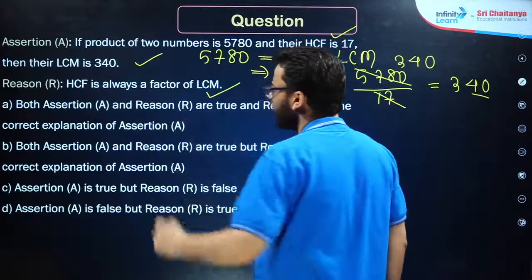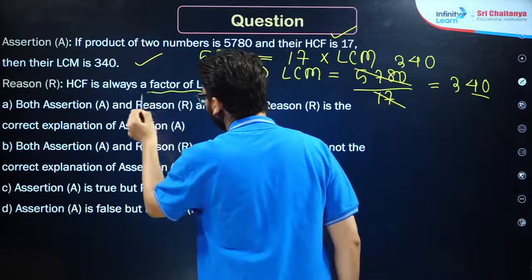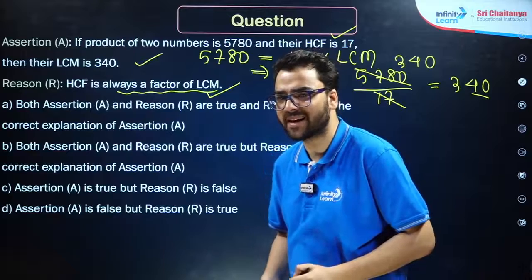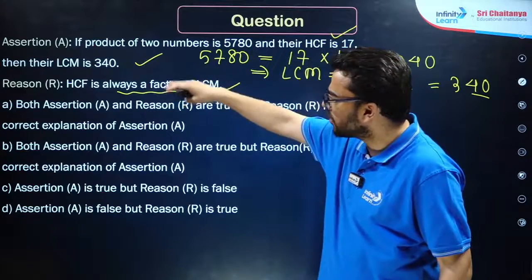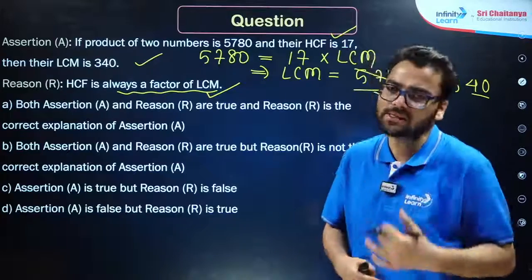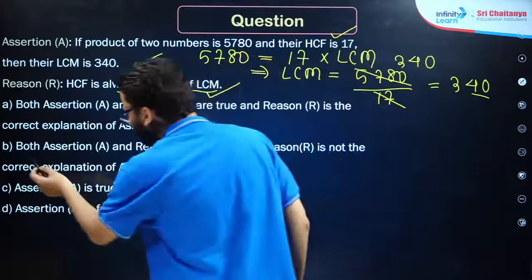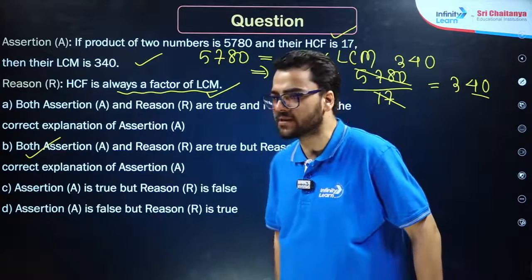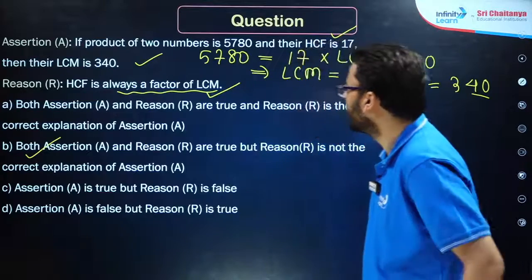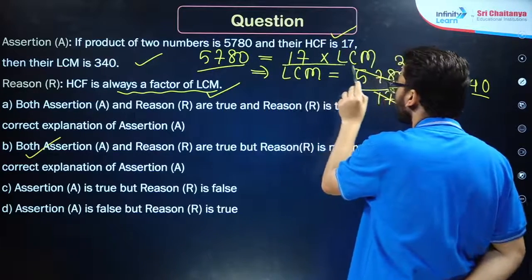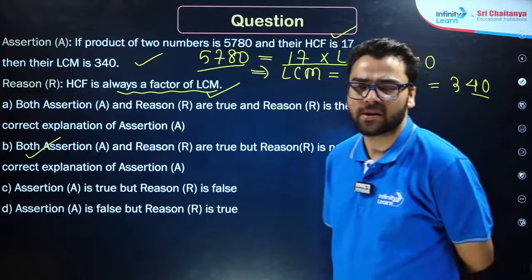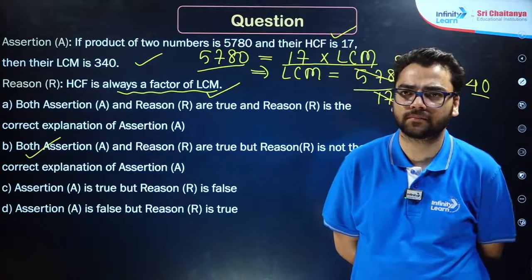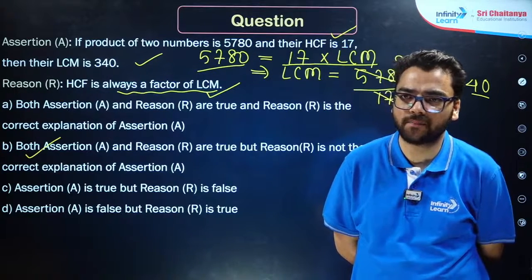Reason is also correct. I have explained in today's class that HCF is a factor of LCM. But you see, the reason is not the correct explanation of assertion. Is it correct? No. The reason is not the correct explanation of assertion, although both these statements are true. So I will say that option B is correct. Both assertion and reason are true, but reason is not the correct explanation of assertion. The correct explanation will be that the product of two numbers is equal to the product of their HCF and LCM. Is it clear? So option 2 is correct, I would say. Is it clear to every student over here? Please confirm that once.